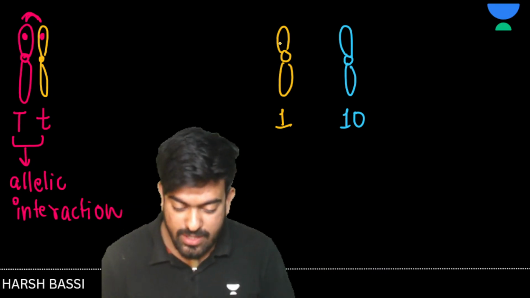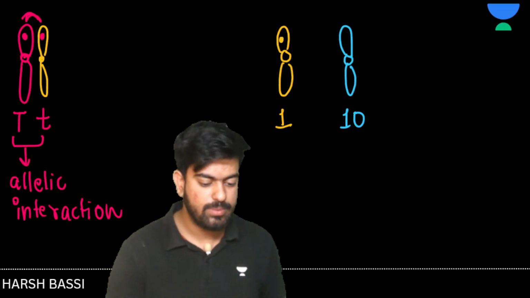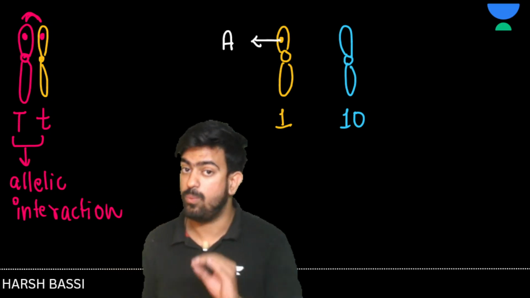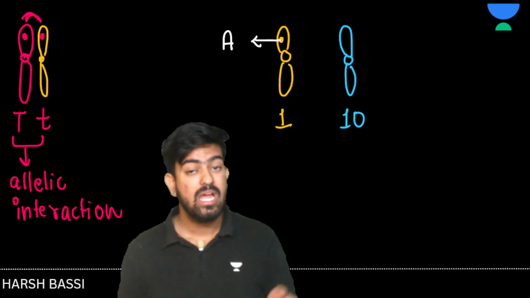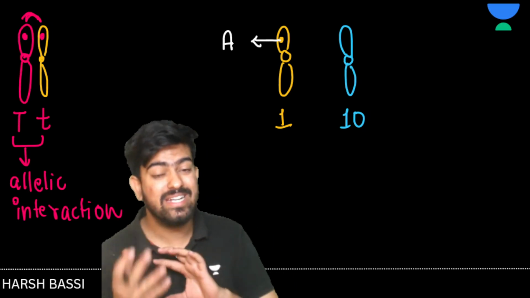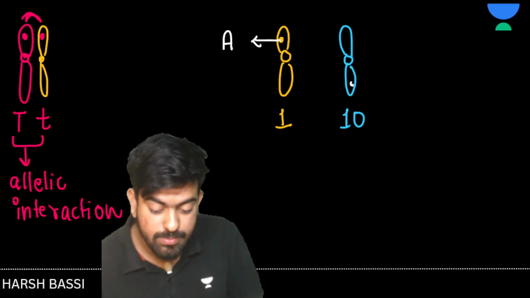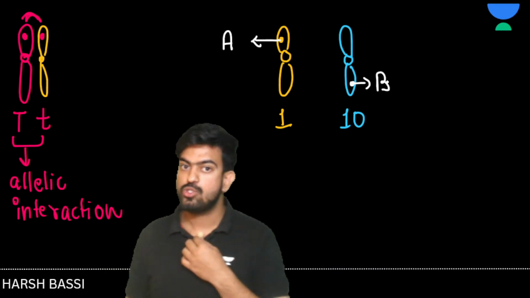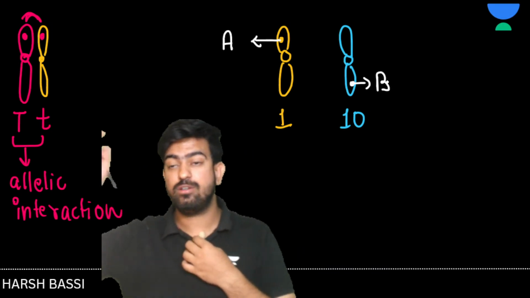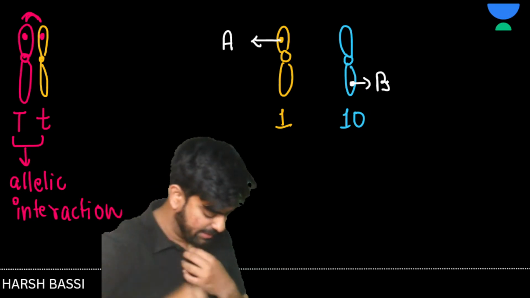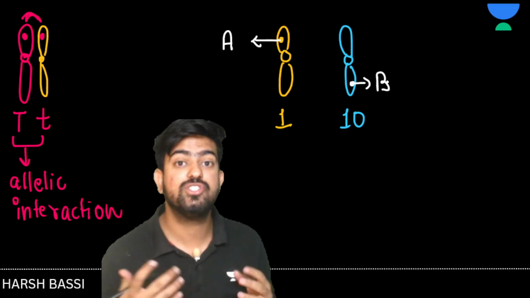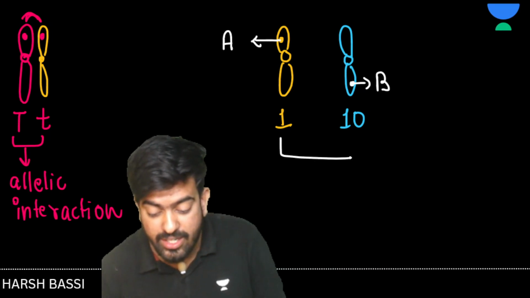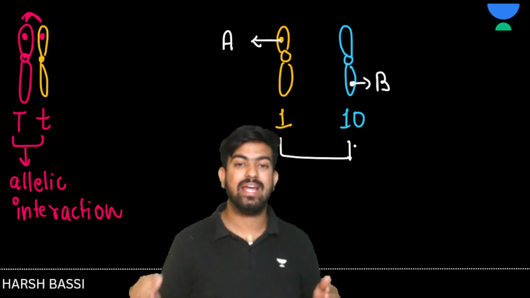Now suppose there is a gene present on chromosome number 1, which is A. And this gene is interacting with another gene which may be present on any other chromosome, let's suppose B. So now what is happening? Different genes are interacting. So we can say that this is the intergenic interaction or non-allelic interaction.